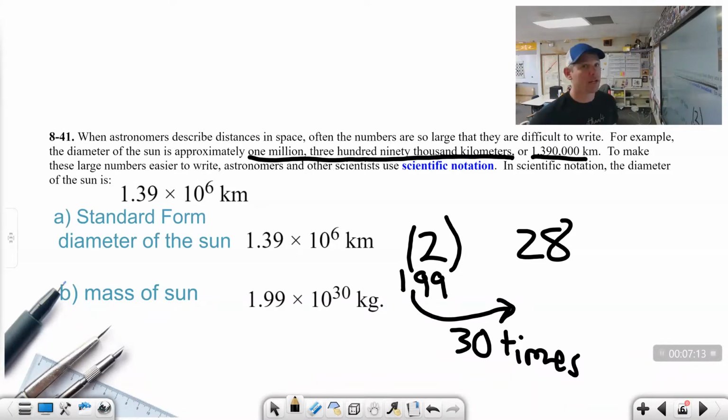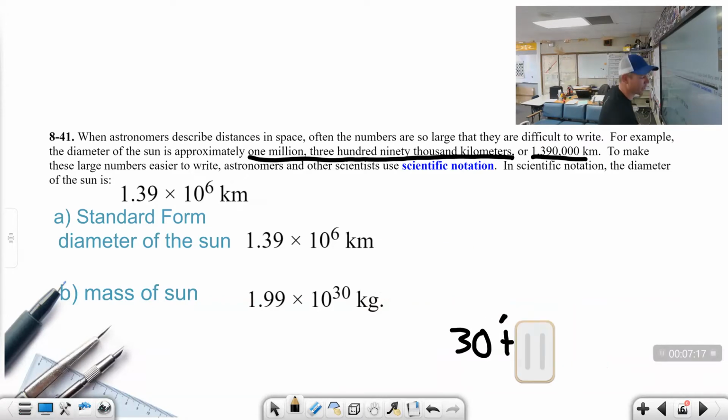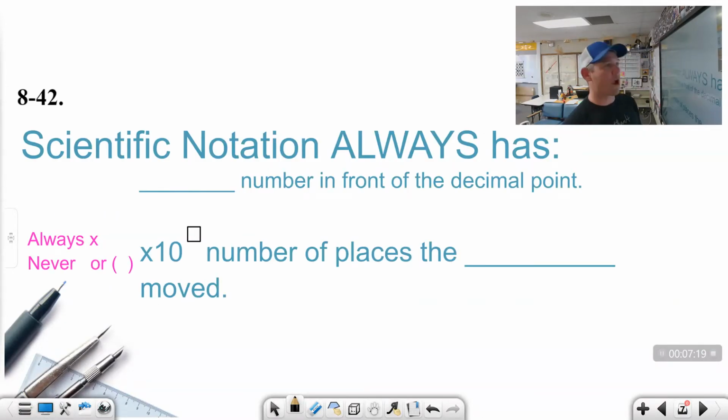All right, welcome back. Now, if you wrote out all those zeros, you can tell that scientific notation is definitely helpful for writing numbers in an easier way. Okay, 8-42. Scientific notation always has 2 things. Now, I'm just telling you this. If you wanted to jot this down, this would be really helpful. But scientific notation always has 2 things.